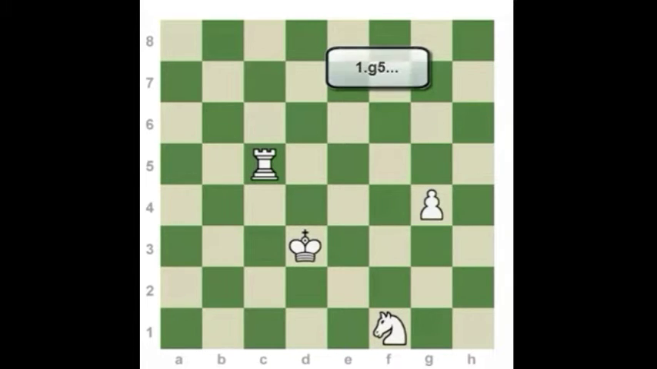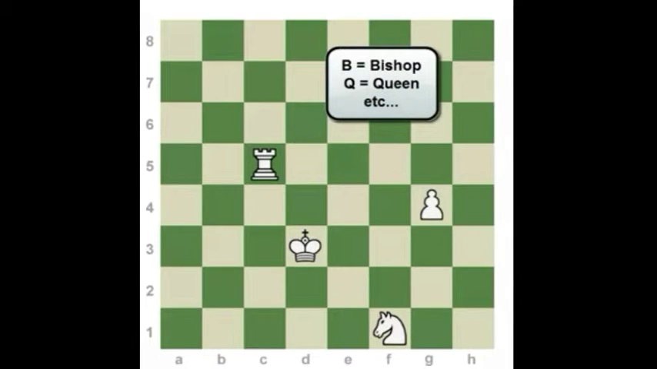Some players, especially younger players when they first learn the game, like to use a capital P as they do with the other pieces in order to avoid confusion. We would use a capital B for bishop and a capital Q for queen, and so on and so forth.